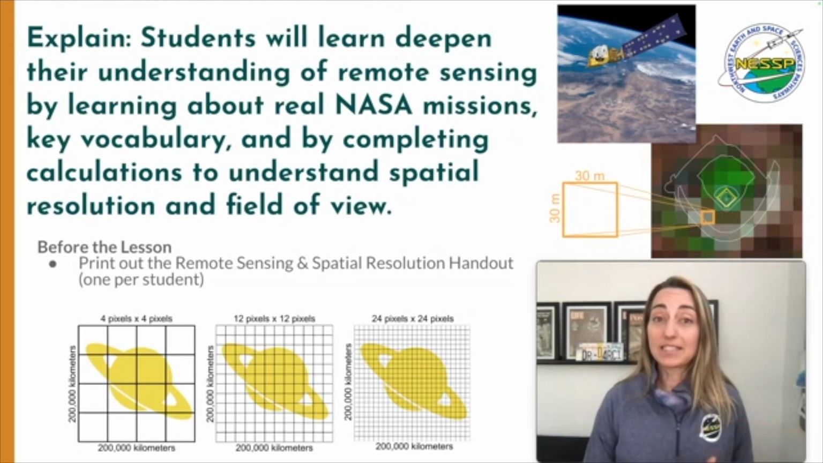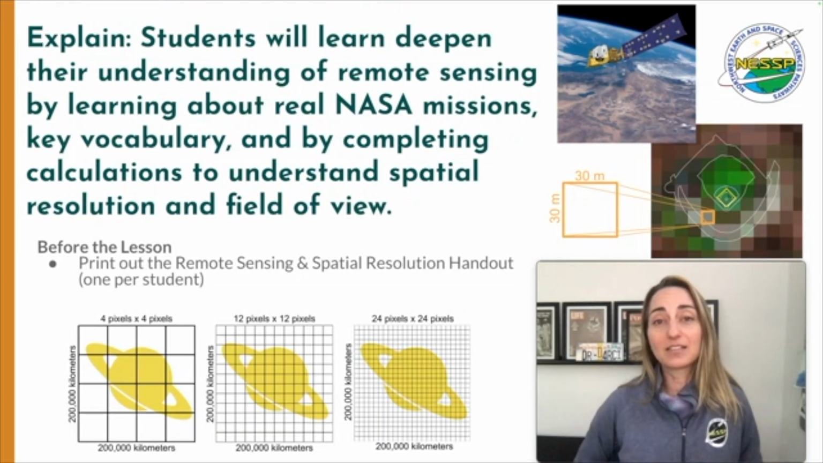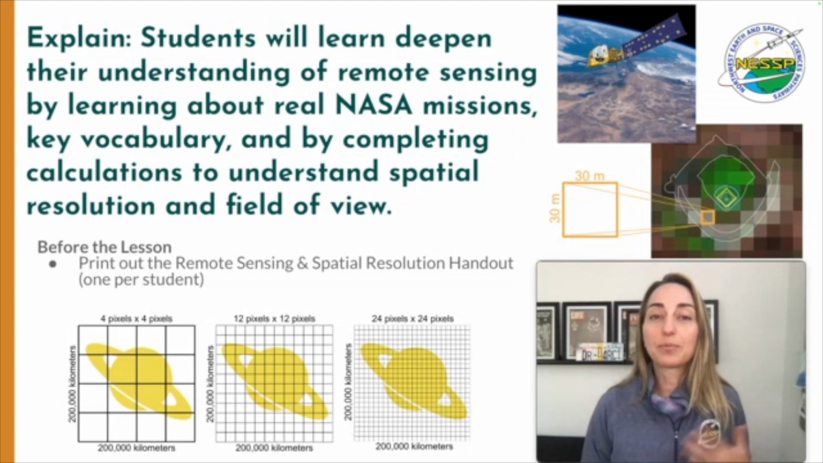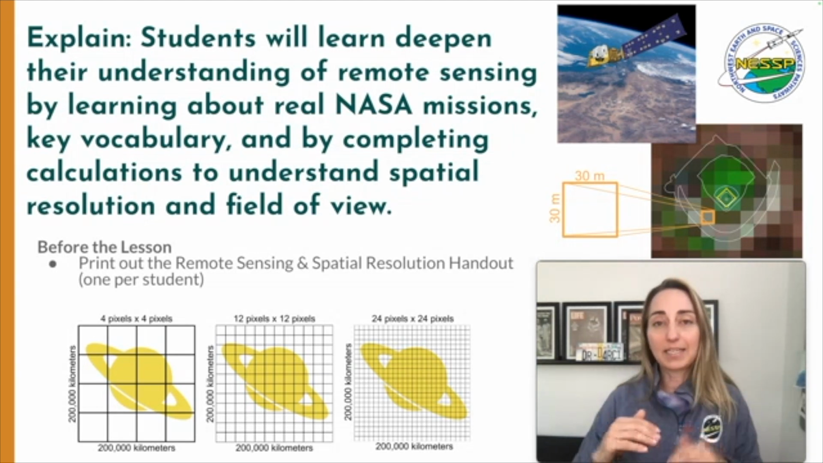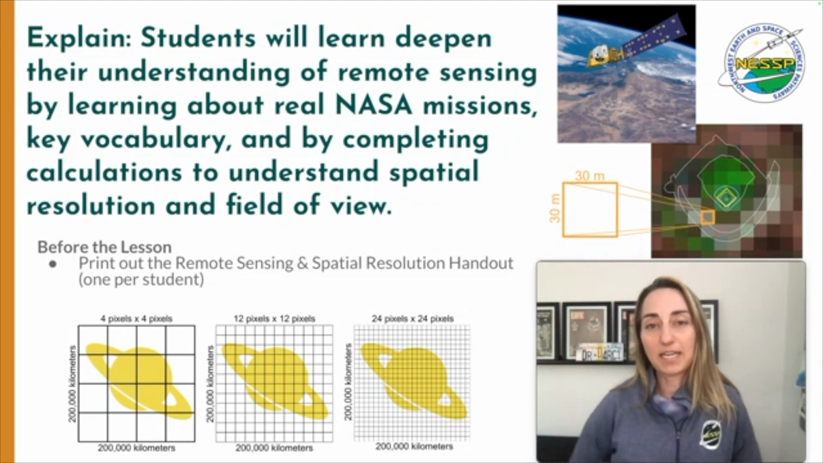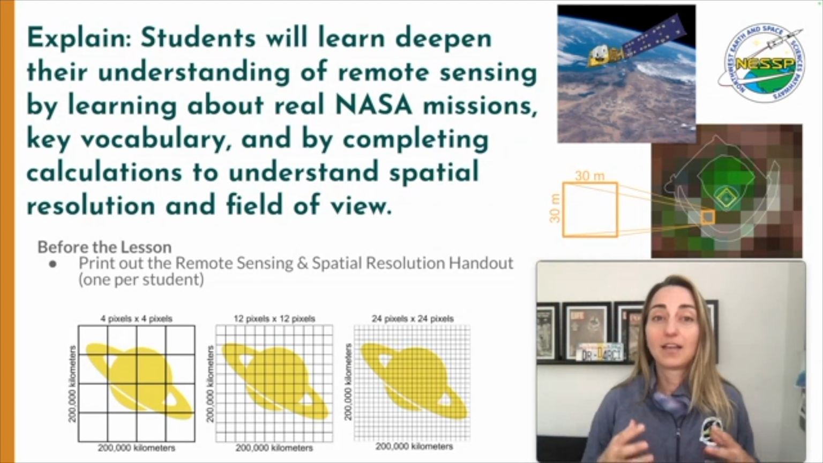Okay, in the Explain section, students are going to deepen their understanding of remote sensing concepts and vocabulary. They're going to learn how the placement of instruments, whether they be on a kite, a drone, an aircraft, or a satellite in space, affects what types of images are captured and what kind of science questions can be addressed.